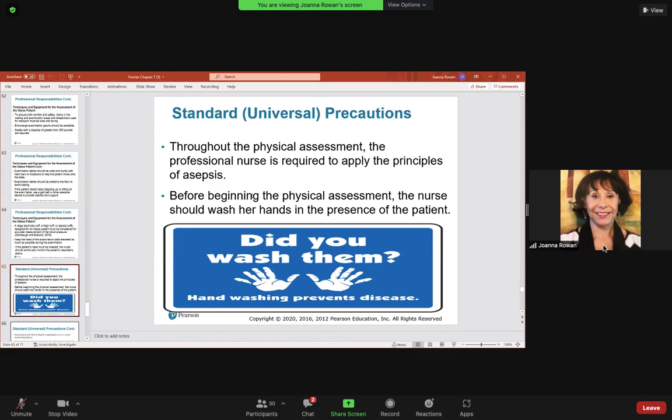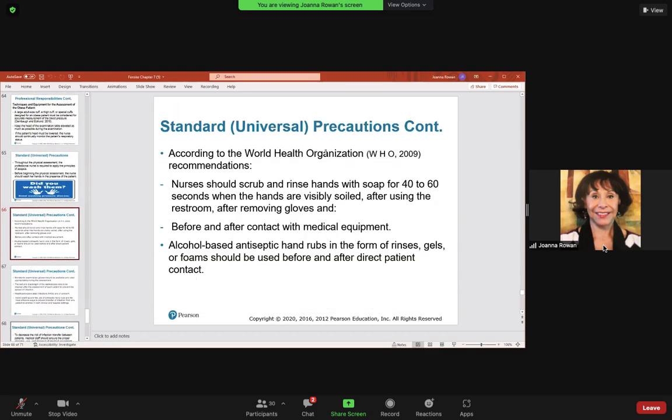Throughout the physical assessment, the professional nurse is required to apply the principles of asepsis. Before beginning the physical assessment, the nurse should wash her hands in the presence of the patient. According to the World Health Organization recommendations, nurses should scrub and rinse hands with soap for 40 to 60 seconds when the hands are visibly soiled. So whenever you are really, really soiled, then you use a minute to wash your hands. And a minute is a long time. If you just count the time, you will realize.